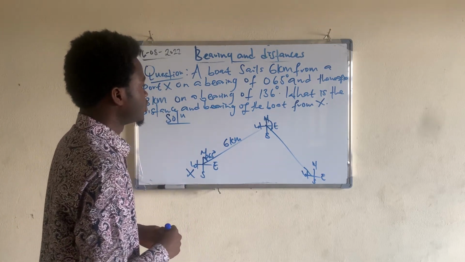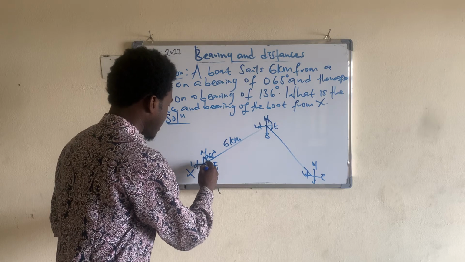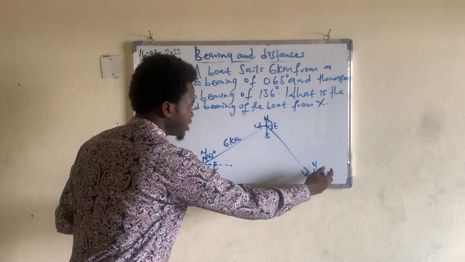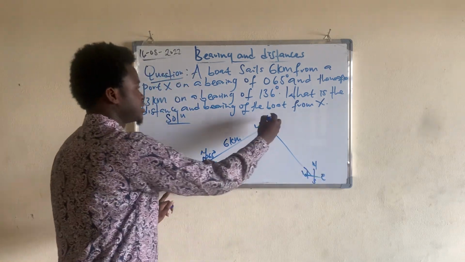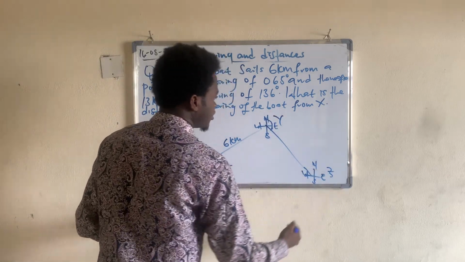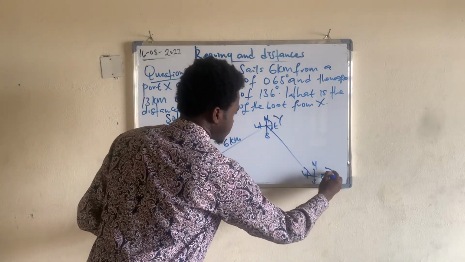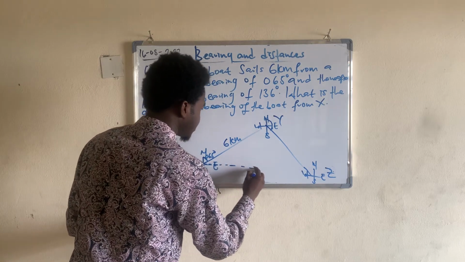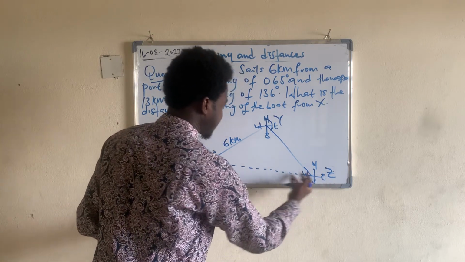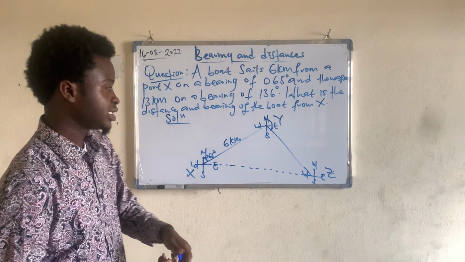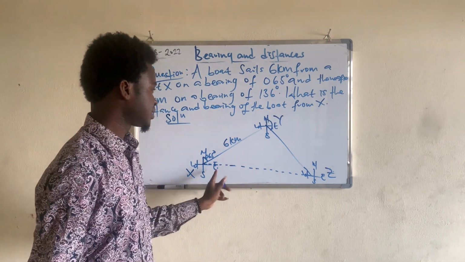Now, from here, I will trace this line that will join. This is where the boat is. This is port X. This is Y. This is Z. So I will join this port X and the point where the boat is, so as to know the distance.